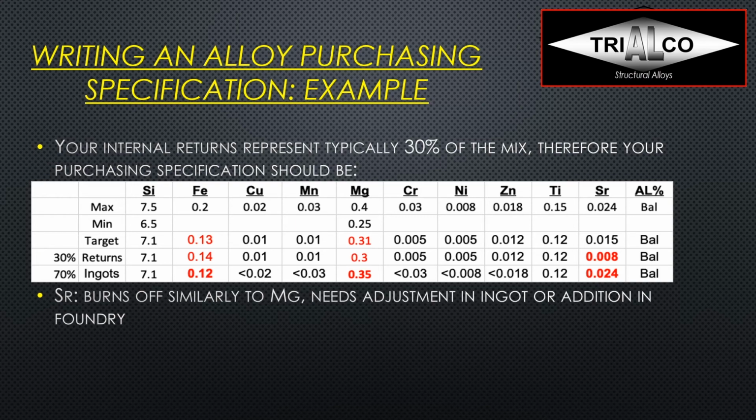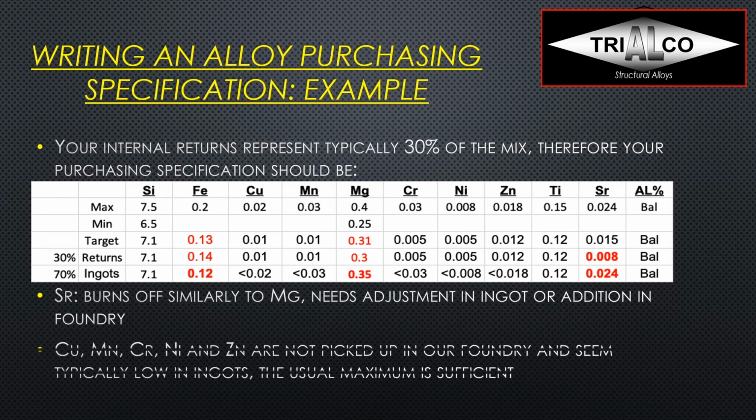In this case, we chose to just put it in our ingot spec so we don't have to worry about it, and to be safe, we just put it at the maximum of the specification. Now, copper, manganese, chrome, nickel, and zinc are not picked up in our foundry typically, and they seem typically low in the ingots that we get, and so the usual maximum is sufficient in our case.